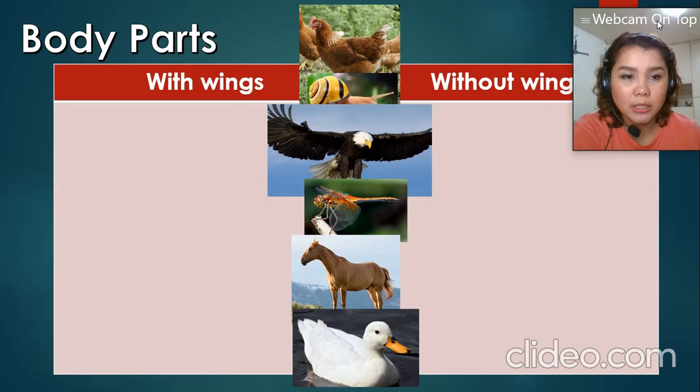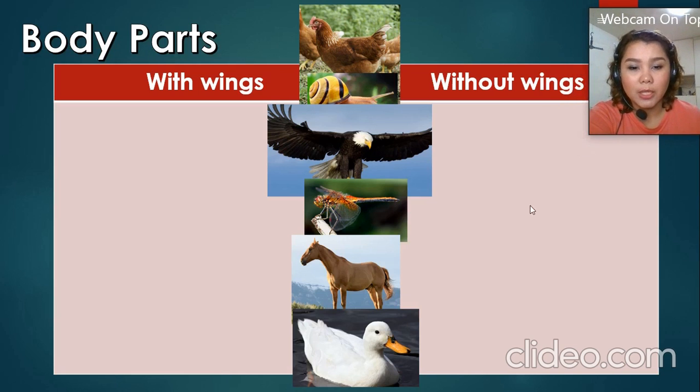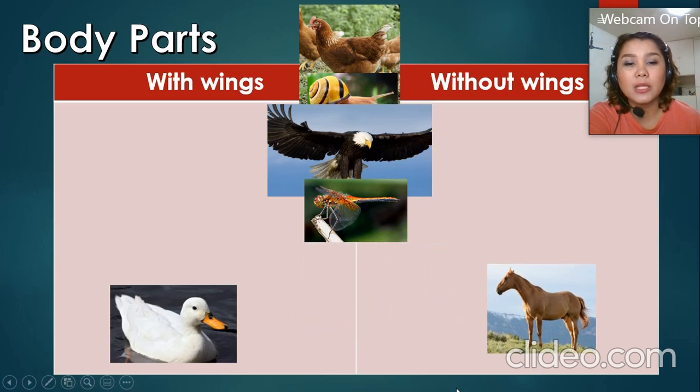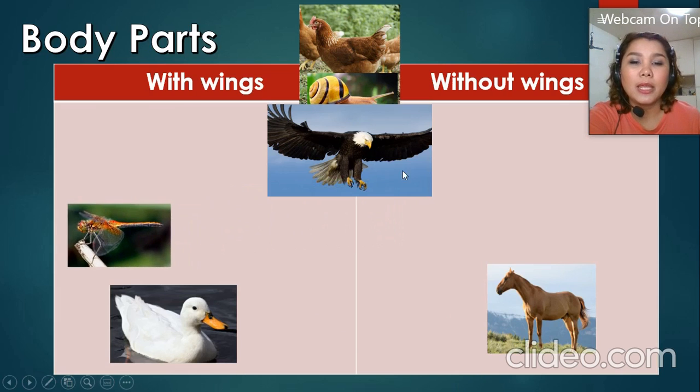Okay, duck. Does it have wings or no wings? Obviously it has wings, correct. Okay, next is the horse. If you take a look at the picture, does it have wings or none? The answer is no wings. Next, the dragonfly. What do you think is the answer? Okay, with wings. And next is the eagle. Does it have wings or without wings?